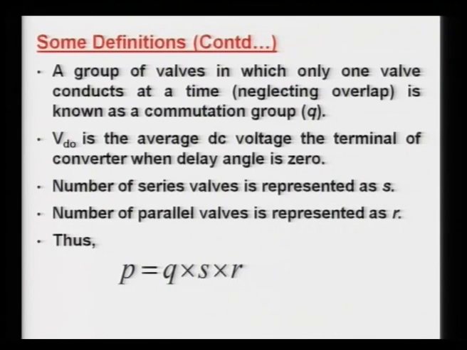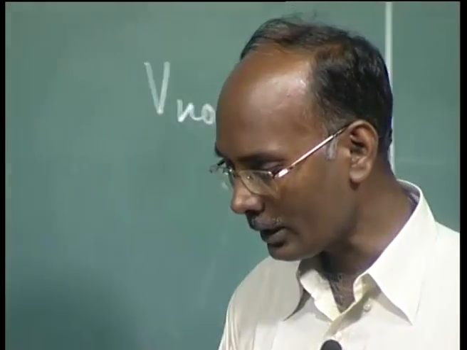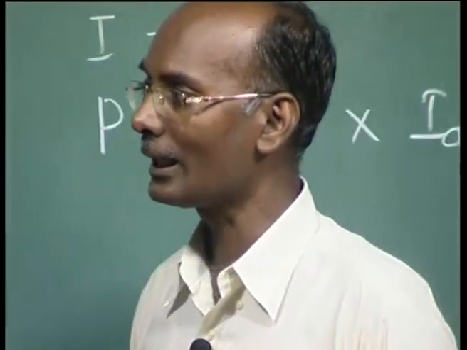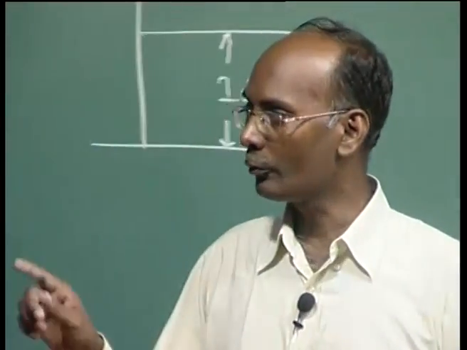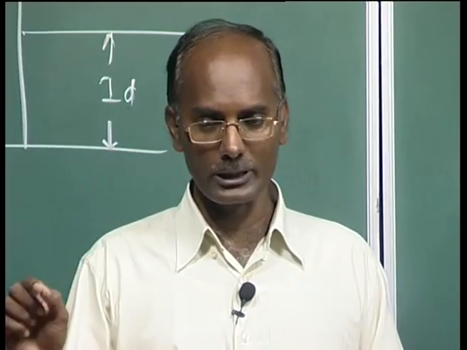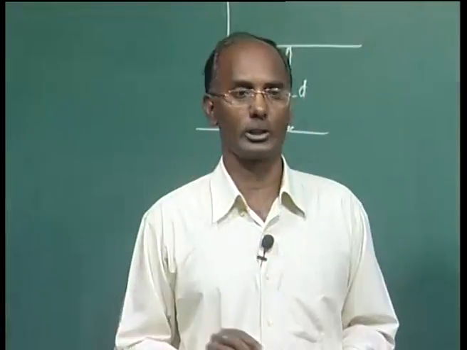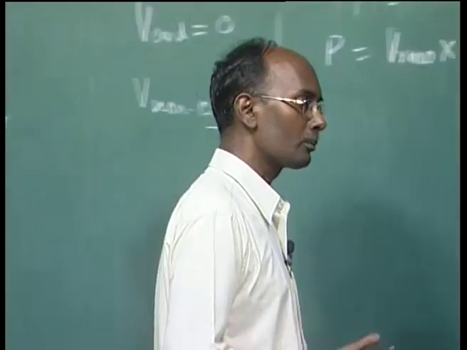Another term which will also be used is VDO, which is the average DC voltage of the converter terminal when the delay angle is 0. If you are using thyristors, GTOs or IGBTs, you can delay the firing, and that is normally called the delay angle alpha. Alpha will be used very commonly in our analysis as well. So, in VDO, D denotes DC and O denotes that the delay angle is 0. So, VDO is the DC output of your rectifier or converter circuit when there is no delay, means we are firing at the 0 instant.